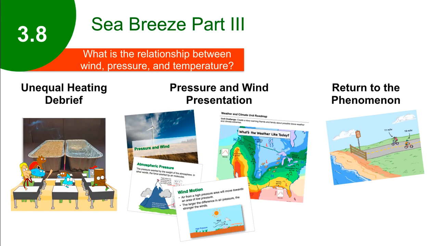In lesson 3.8, students participate in a discussion about how they modified things and what they saw in yesterday's demos. The goal is for students to see a relationship between temperature and the wind direction. Then students are going to participate in the pressure and wind presentation, which introduces the idea of atmospheric pressure and the generation of wind through differences in pressure. Students then revisit the Weather and Climate Unit roadmap and focus on the H's and the L's on the map, making predictions about air movement in these areas. Finally, students revisit the phenomenon, the cyclist moving faster in one direction on the beach path than the other. And then they create a drawing that explains the biker's experience with labels of wind, pressure, and temperature.